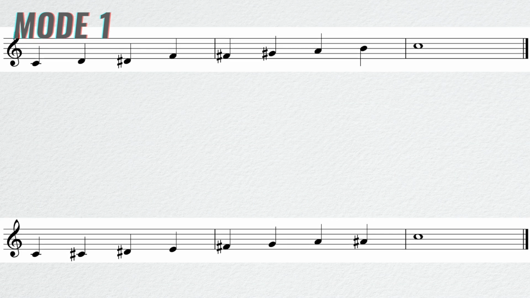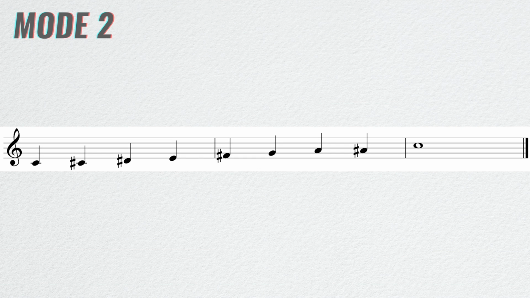Now let's take a look at the second mode. Here's what it sounds like.